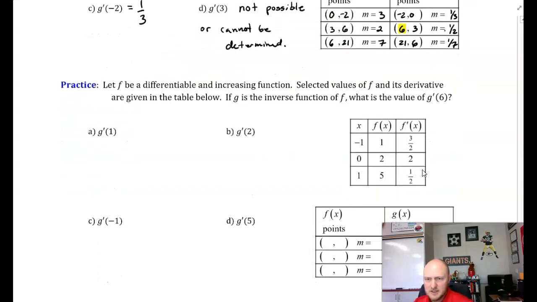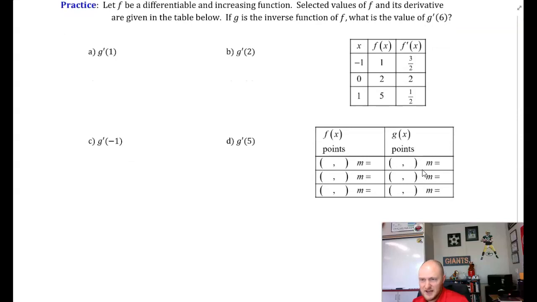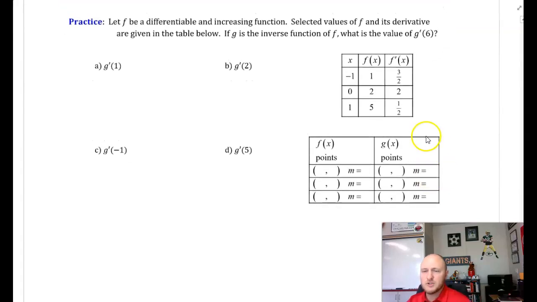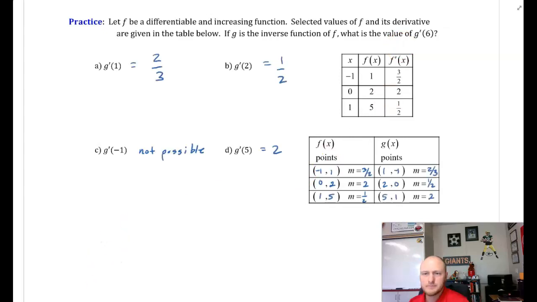Okay, so here we go. Here is the last practice problem that I have for you. Please pause the video and give this example a try. All right, here are the solutions. Hopefully you got this value for A: the slope of g at 1 is 2/3. g prime of 2 is 1/2. C is not possible. You're not given any information about g of negative 1. And g prime of 5 is equal to 2.